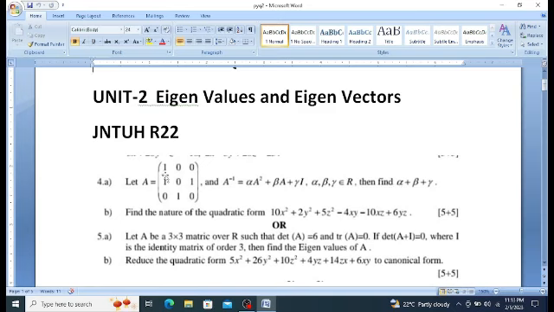Let A be the matrix [1 0 0; 1 0 1; 0 1 0], and A inverse equals alpha A square plus beta A plus gamma I, where alpha, beta, gamma belong to R. Then find alpha plus beta plus gamma.